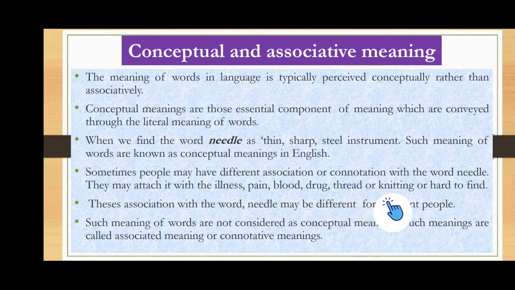So on the one hand, we have conceptual meaning or denotative meaning, the dictionary meaning, and on the other hand, associative meaning or connotative meaning, which we can also call associated meaning. So associated and connotative meaning are the same, and conceptual and denotative meaning are the same.